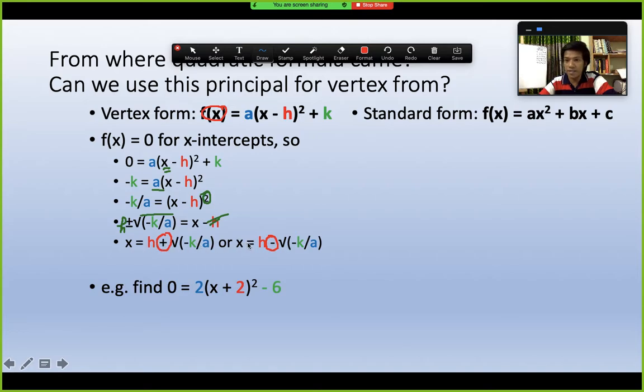So these are actually the x-intercepts. And how is it useful? Why are we doing this? The reason is, if our function is given in the vertex form, then we can use the values of k, h and a, just put them in here directly, and find the x-intercepts of this function.